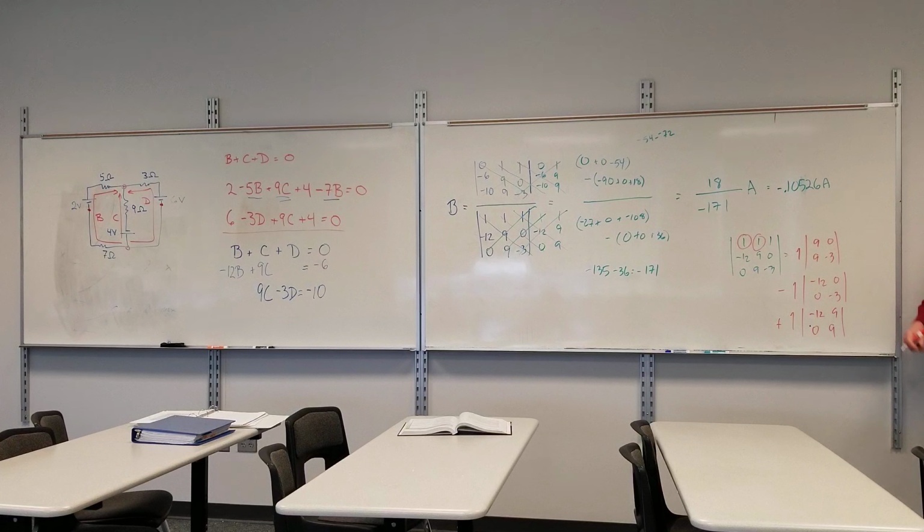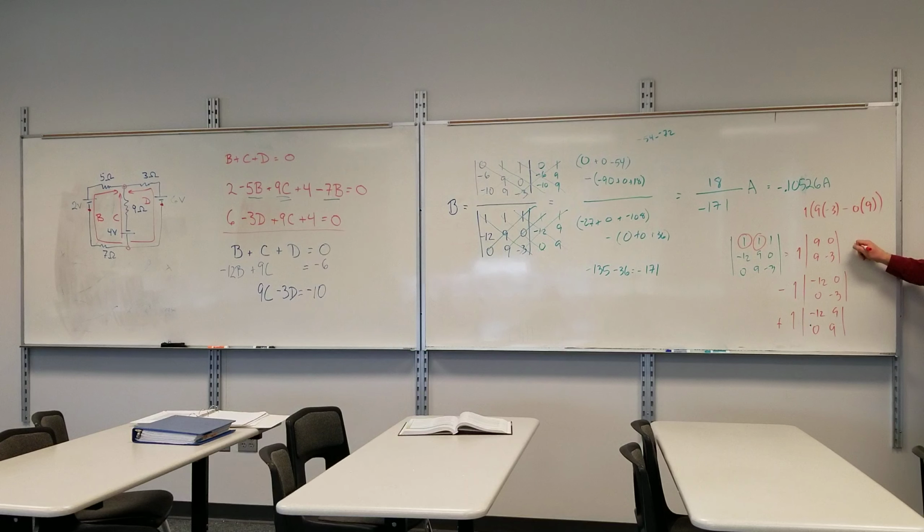Now I have a 2x2 determinant. I start in the upper left-hand corner, 9. I cross out that row and column, so I have 1 times 9, and what I'm left with is just negative 3. Minus, go to the next one, 0 times 9. Down here, so that's going to be negative 27.